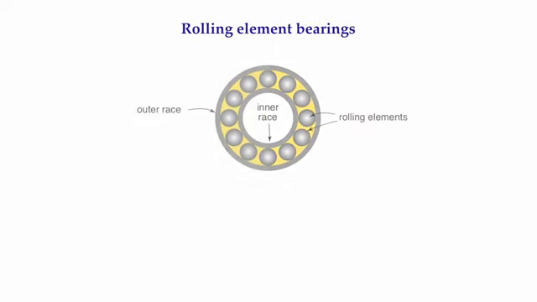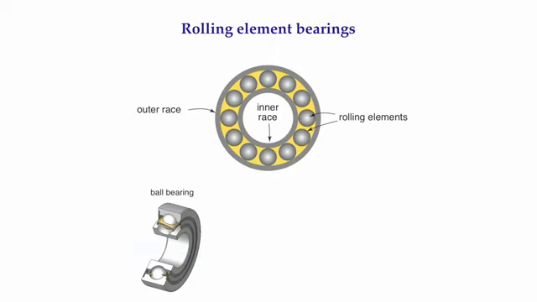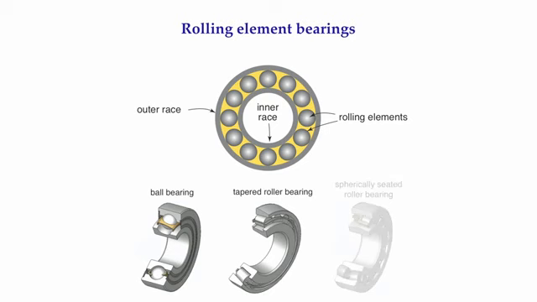The other most commonly used bearing in rotating machinery is a rolling element bearing, also called an anti-friction bearing. A rolling element bearing consists of an inner race, spherical, cylindrical, or barrel-shaped rolling elements, an outer race, and a cage. Typically, the outer race is stationary and the inner race rotates.